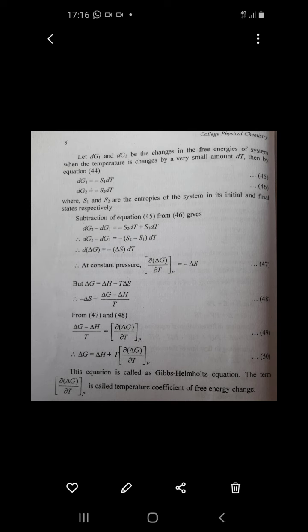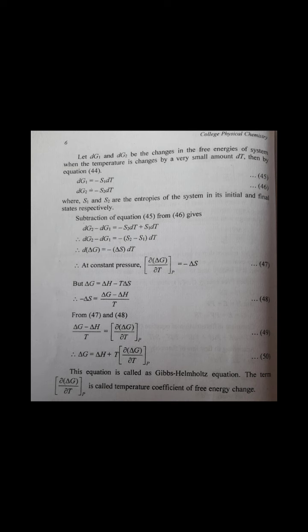Now at constant pressure, d delta G upon dT at constant pressure is equal to what? Minus delta S. That means if you rearrange the above equation in the form of rate of change of free energy with change in temperature at constant pressure, then you will get minus delta S, that means the negative of the entropy change. Okay, you just rearrange that.